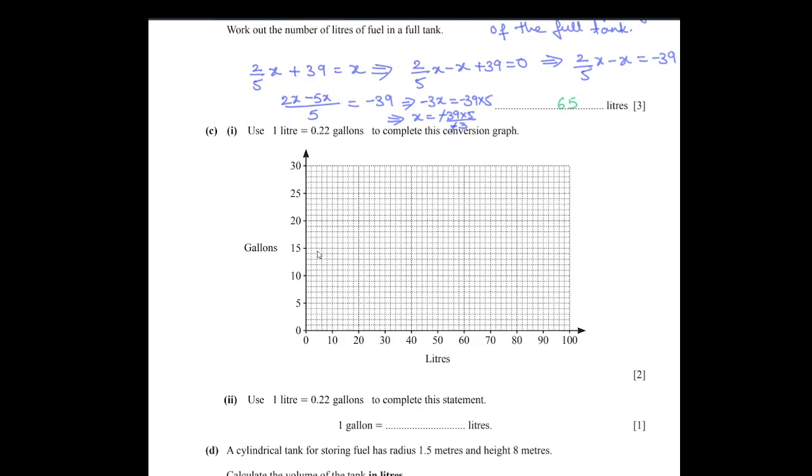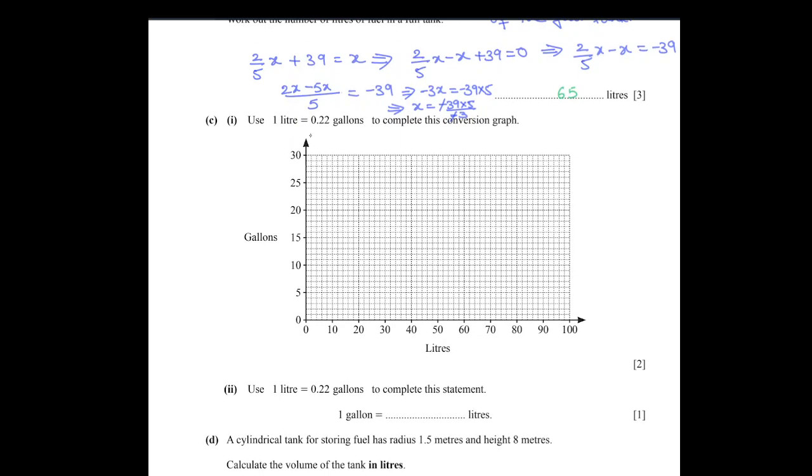Question number C. Use 1 liter is equal to 0.22 gallons to complete this conversion graph. Now there is a conversion graph here. You need to use this scale of 1 liter to be 0.22 gallons.